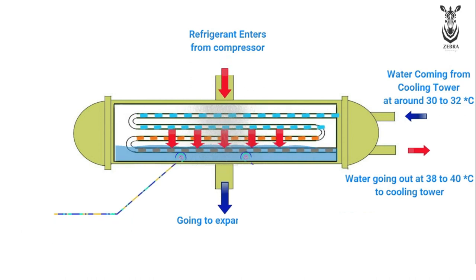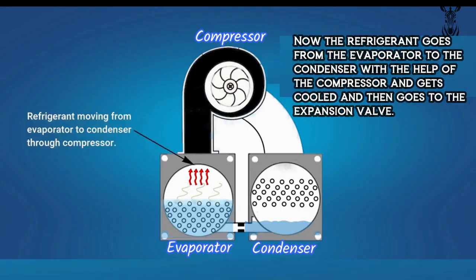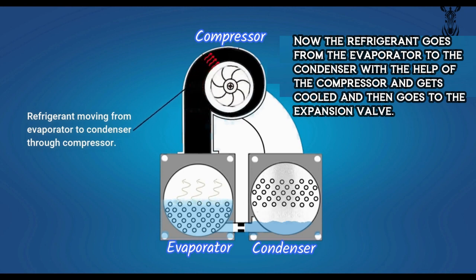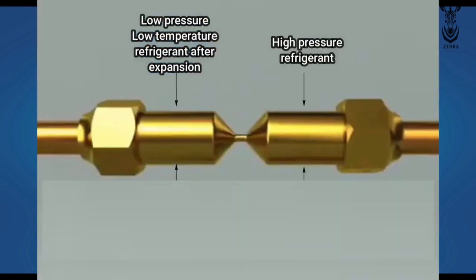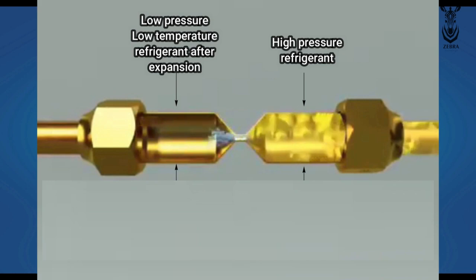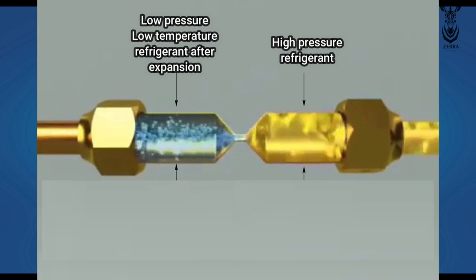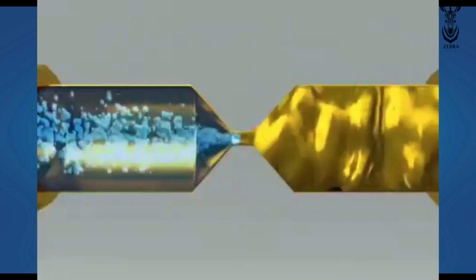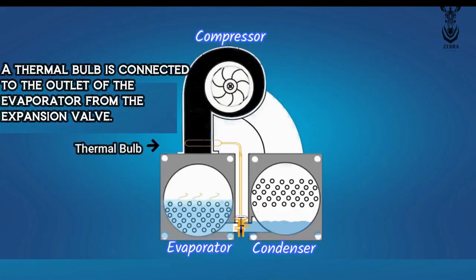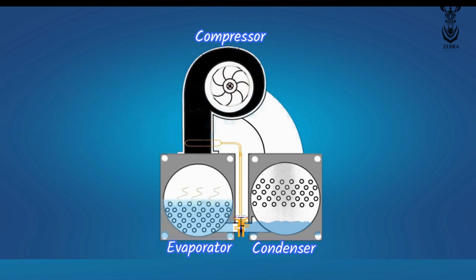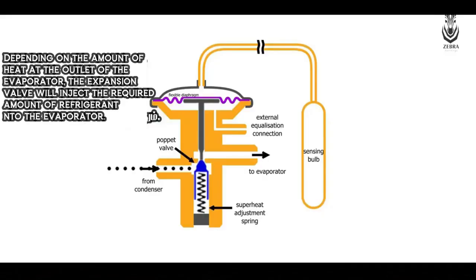Next, the refrigerant travels to the expansion valve. The expansion valve reduces the pressure and temperature of the refrigerant, which comes at high pressure and high temperature. The second role of the expansion valve is to send the required amount of refrigerant to the evaporator. A thermal bulb from the expansion valve is connected to the outlet of the evaporator. With the help of this thermal bulb, the expansion valve sends the required amount of refrigerant to the evaporator depending on the temperature of the evaporator outlet.